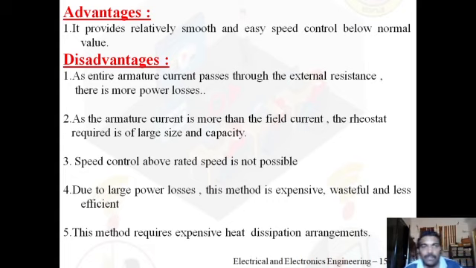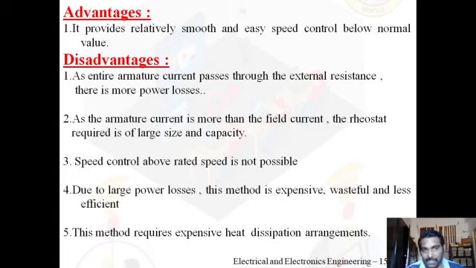Next, what are the advantages? Again, it provides relatively smooth and easy speed control below normal value. It is smooth and easy speed control because we have only included a resistance or potential divider in series with the armature circuit. Therefore smooth and easy speed control can be achieved, but it is below normal value, below the rated speed of the motor. The speed can be controlled below the rated speed of the motor.